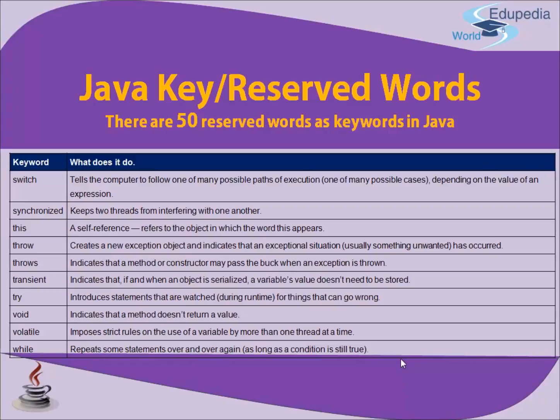Then you have volatile, which imposes strict rules on the use of a variable by more than one thread at a time. Then you have while, which is a loop keyword. While repeats some statements over and over again as long as a condition is still true. So these are the basic 50 reserved words or keywords in Java.